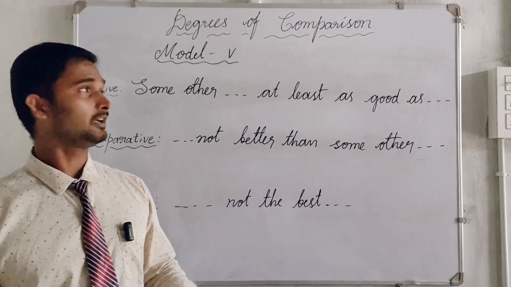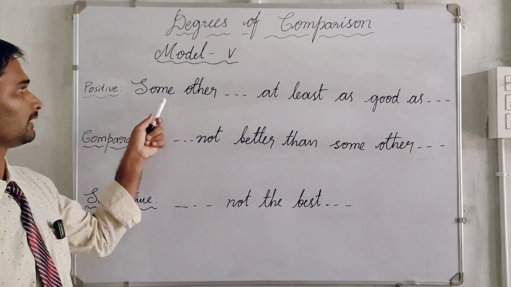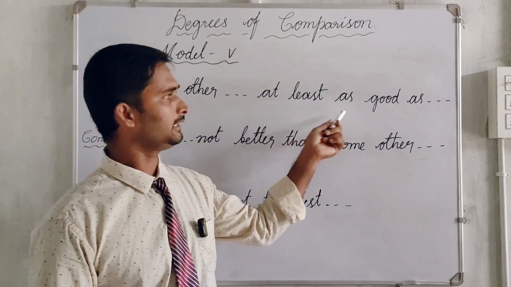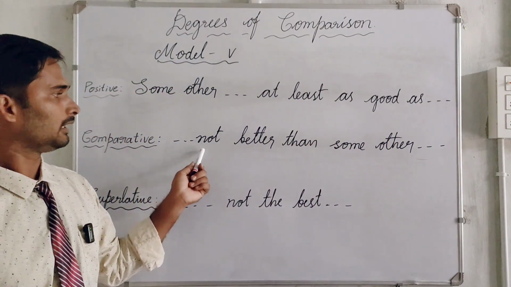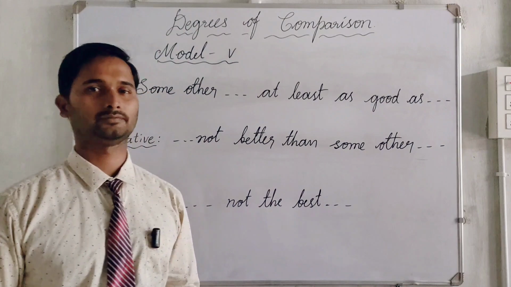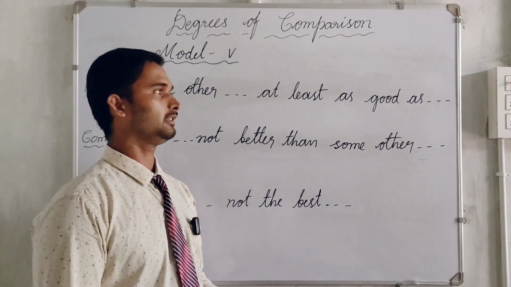Degrees of comparison. Model number 5. Let us see the key points or the hints. Positive: Some other, at least as good as. Comparative: Not better than some other. Superlative: Not the best.